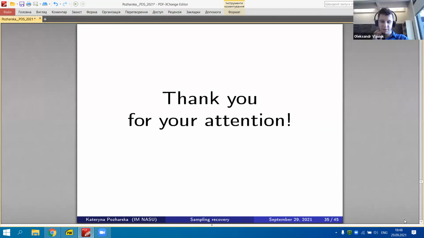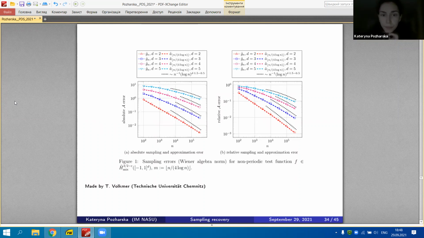So I have a question. Can we just go to the previous slide for a second? Yeah, sure. Can you explain what's going on here? You have these lines with triangles, and they correspond to the approximation using random points, this GN. They almost coincide with this line, which corresponds to approximation by some linear information.